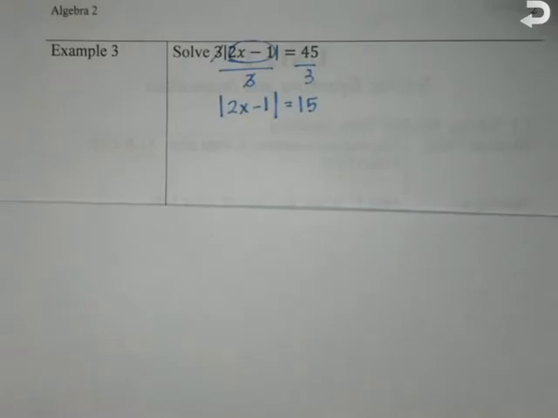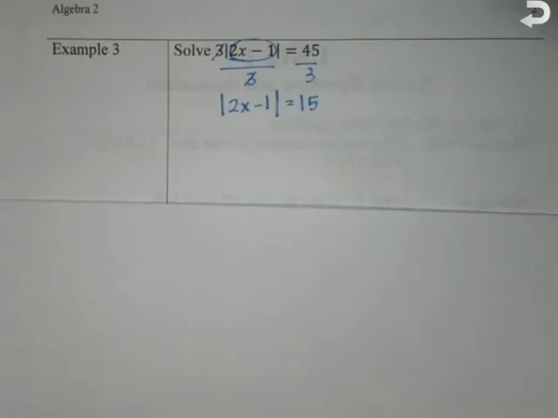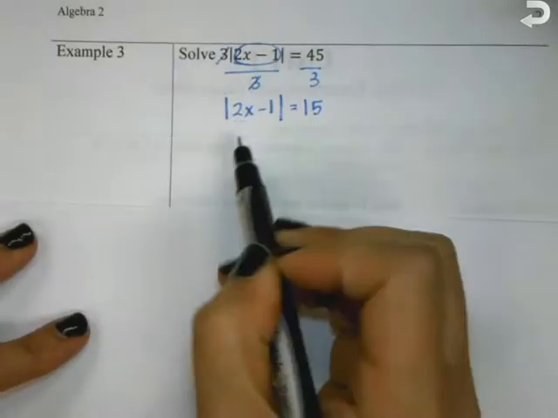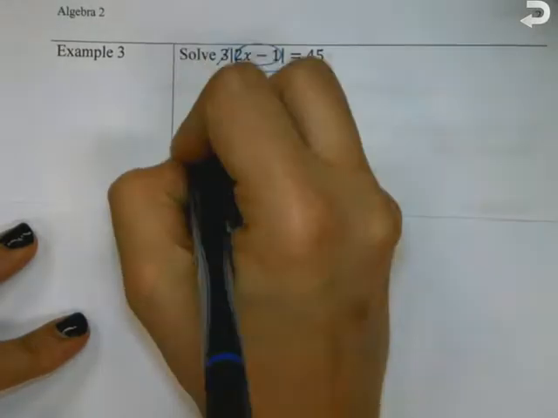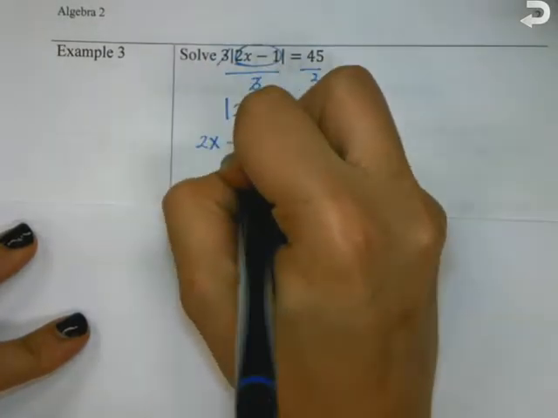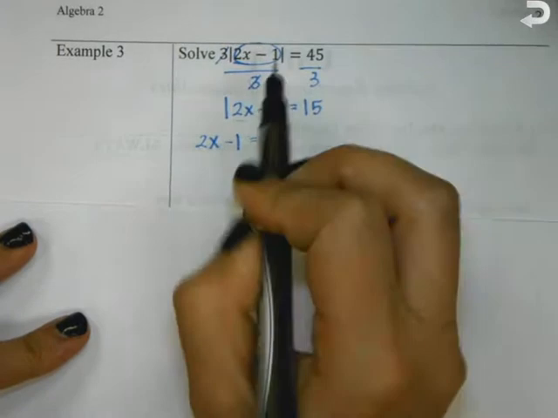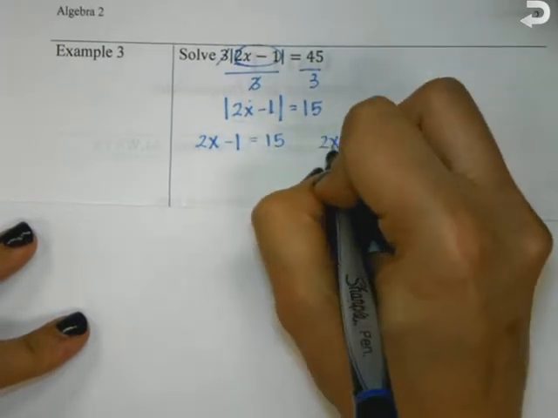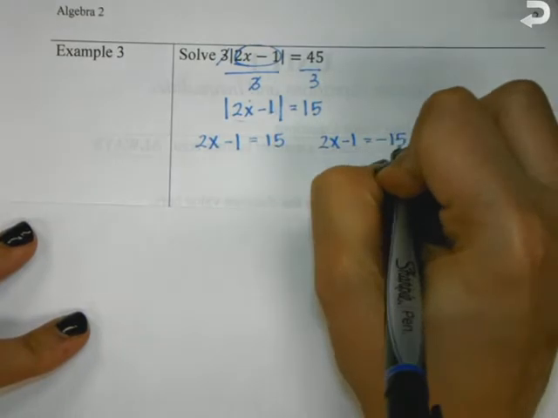Okay, so now my absolute value bars are by themselves, so I'm going to take them down. But remember, this inside won't change. So this whole thing is going to stay 2x minus 1 equals 15. But we also want to know what happens when that 2x minus 1 is equal to negative 15. So we have 2 equations here.